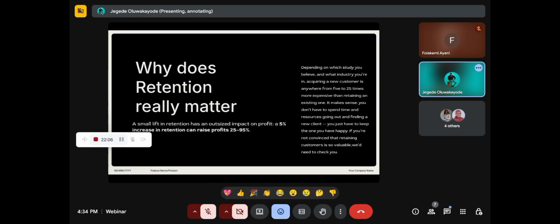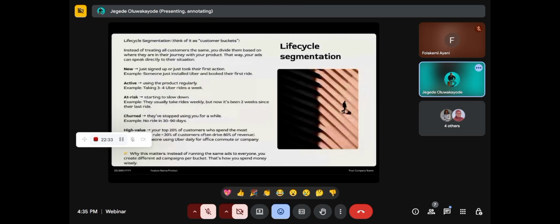Yeah, so I'm talking about profit, not revenue. There's a difference between revenue and profit. The idea is that if we can increase retention rate by just 5%, we would see an increase in profit by 25 to 95%. You can do the calculation on that. Those are the two major reasons why retention is very important. And don't forget, we're actually talking about how to use paid ads to increase your retention and reduce churn.